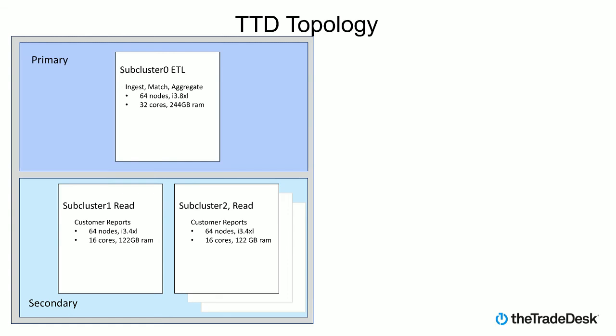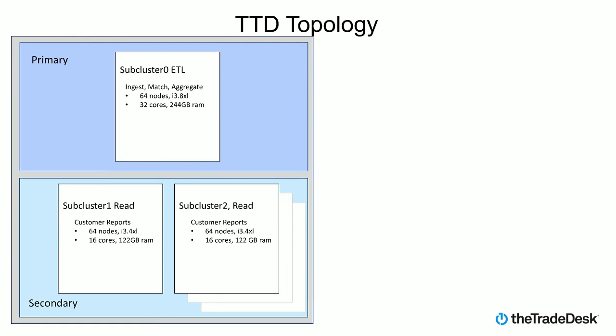And we need those processes to be super efficient. And so that is reflected in our instance type. So each of our subclusters is 64 nodes. We'll talk about how we came at that number, but the instance type for the ETL subcluster, the primary subcluster, is I3 8xlarge. So that is one of the instance types that has quite a bit of NVMe storage attached, and we'll talk about that.